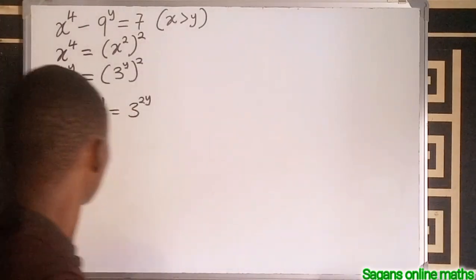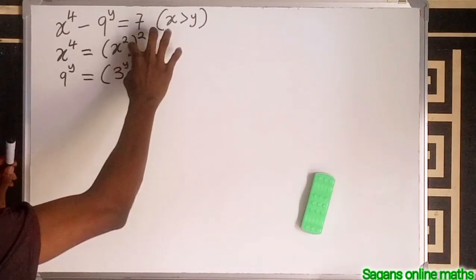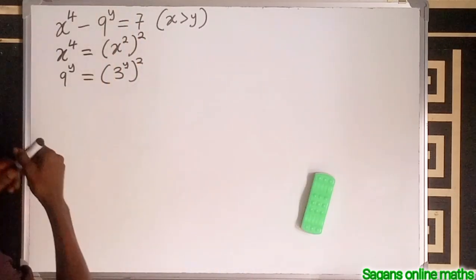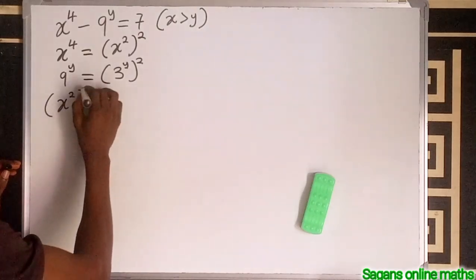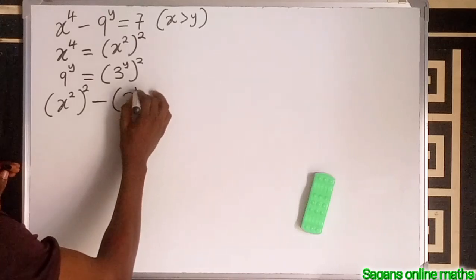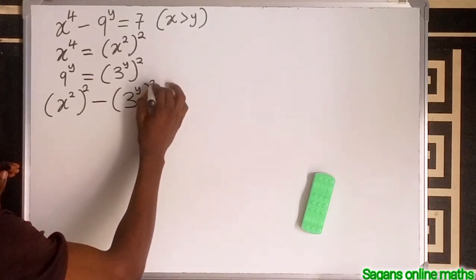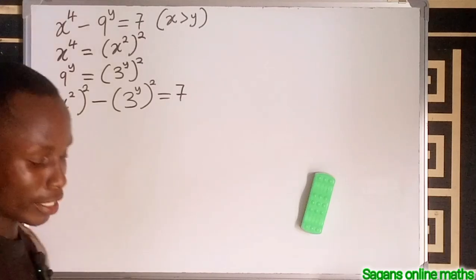So let me remove this from here. Now we are going to substitute this in place of this. So this is x to the power of 2, all to the power of 2, minus 3 to the power of y, all to the power of 2, is equal to 7. That's our first step.